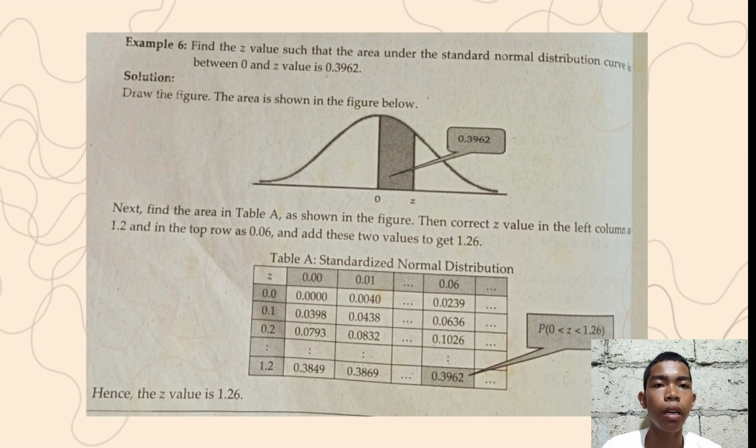Example 5. Find the z value such that the area under the standard normal distribution curve between 0 and the z value is 0.3962. So we find the area in Table A as shown in the figure. The z value in the left column is 1.2 and in the top row is 0.06. Add these two values to get 1.26. So the answer would be 1.26.